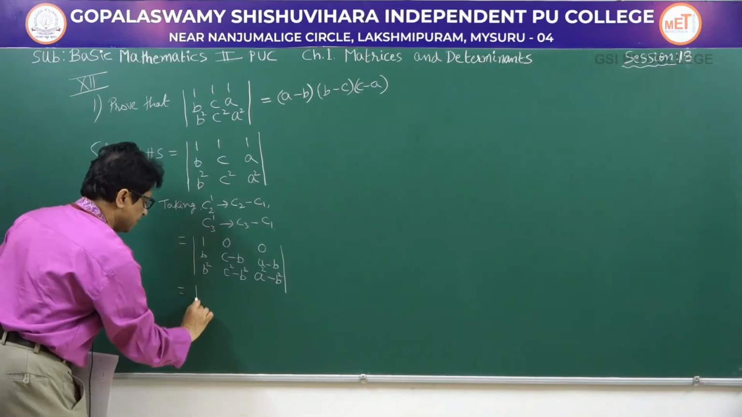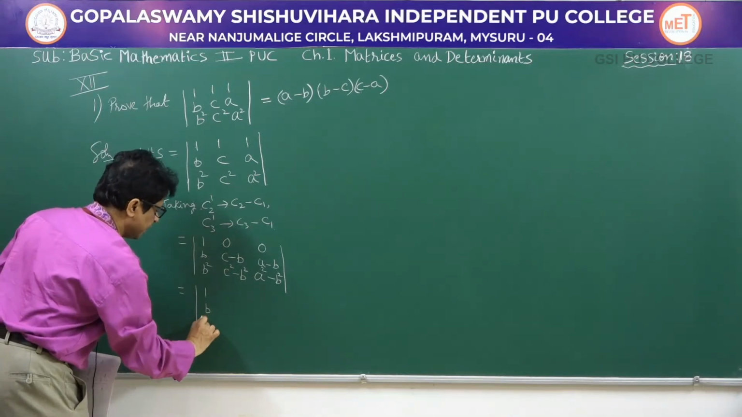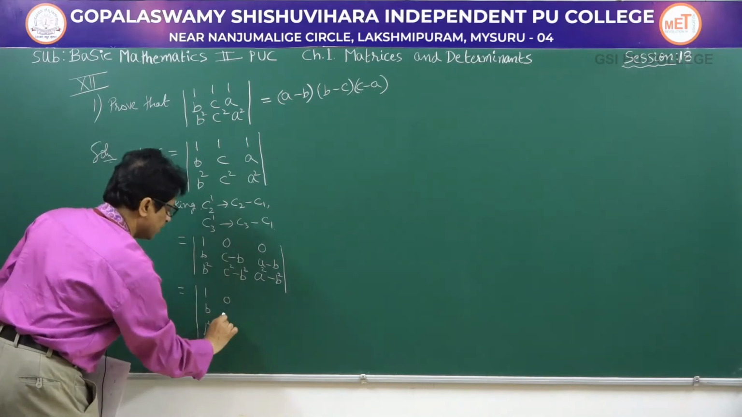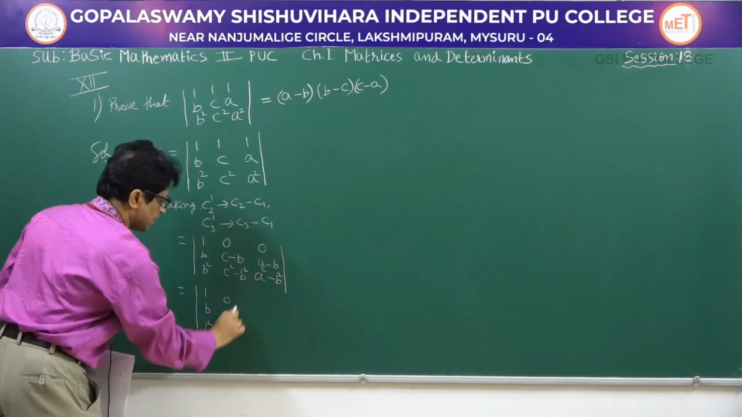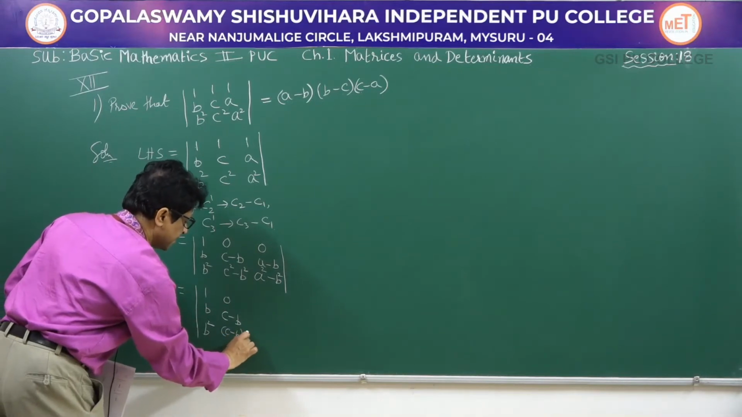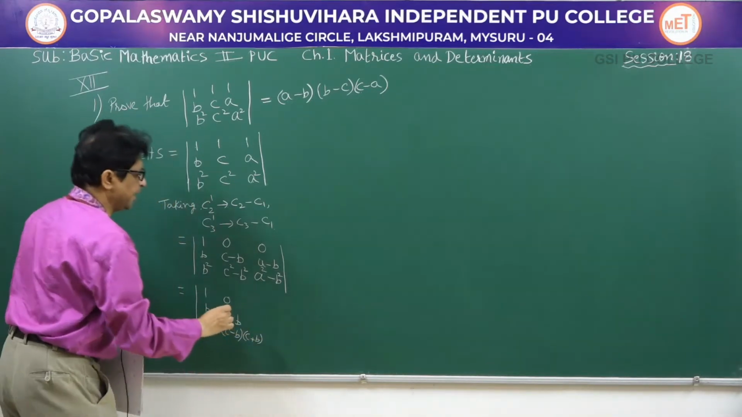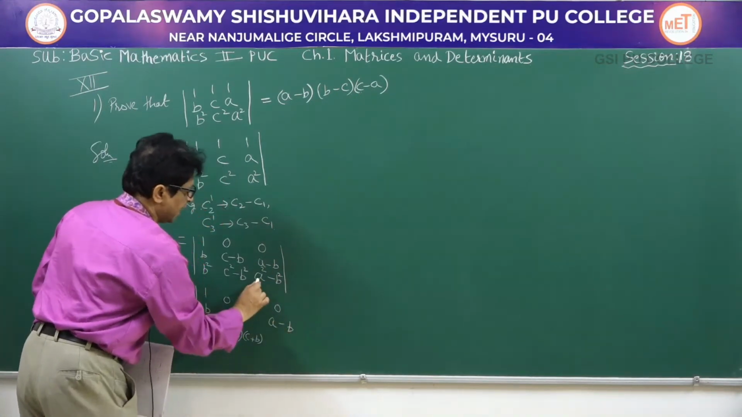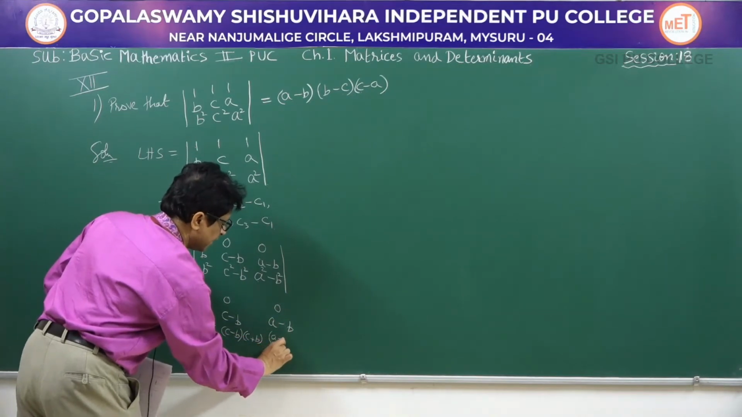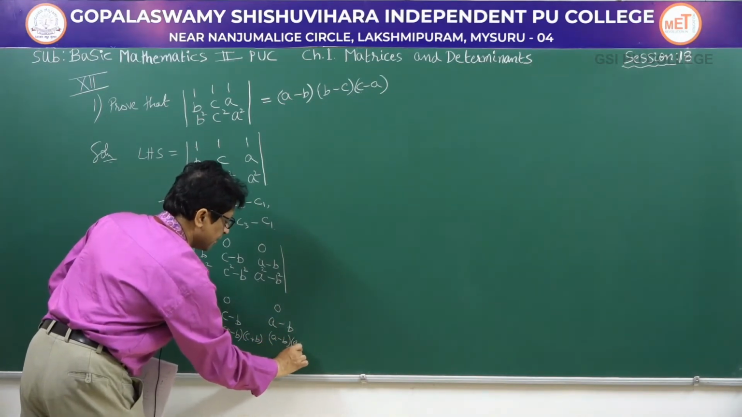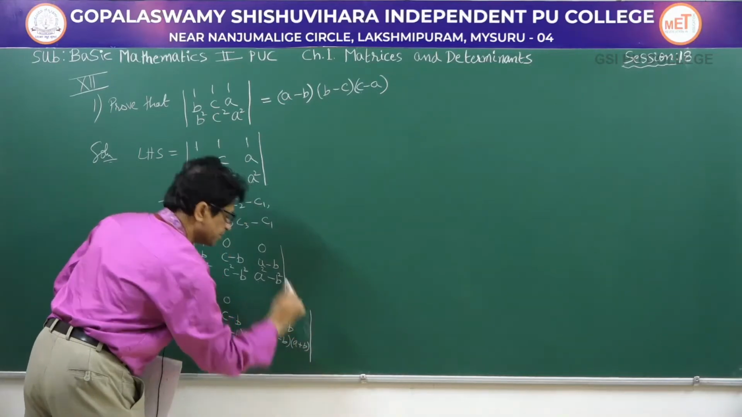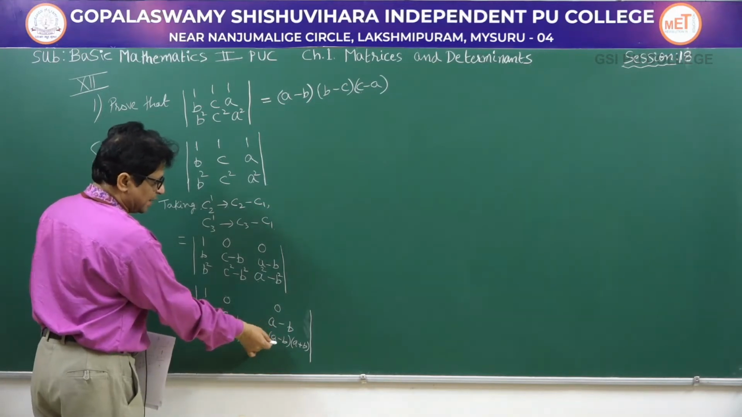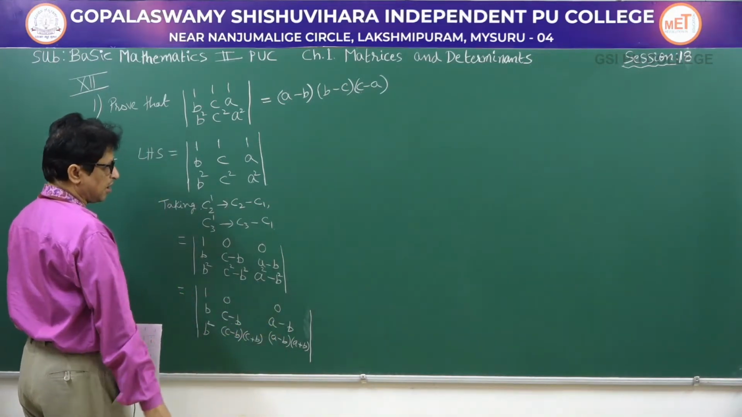That will be equal to determinant of 1, B, B square, 0, C minus B, C square minus B square is C minus B into C plus B. Next column is 0, A minus B, and A square minus B square is A minus B into A plus B. Taking C minus B common in the second column and A minus B common in the third column.